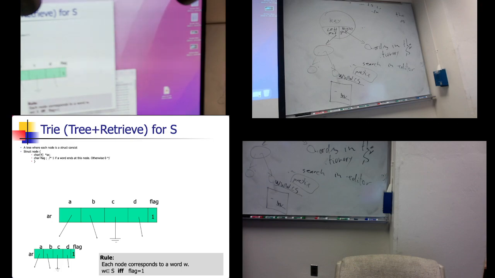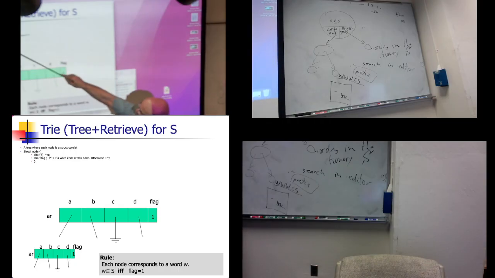So here is one such node, and this node consists of an array. My alphabet has 4 letters, so it will be 4 cells. If I had 22 letters, then I would have 22 cells, plus another cell that contains a flag. A flag that will be yes or no.